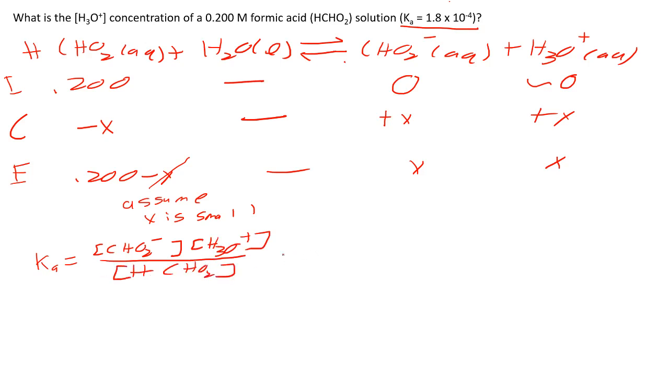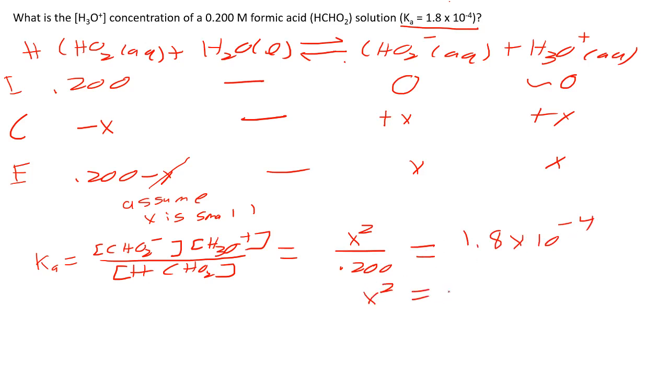So we're going to plug those in, and that's going to give us that this is equal to, on top, X squared, X times X, divided by 0.200, because we assumed X was small, and that's equal to our Ka, which was given to us in the problem, 1.8 times 10 to the minus 4, although you could look it up if you needed to on a table, if it was on your exam.